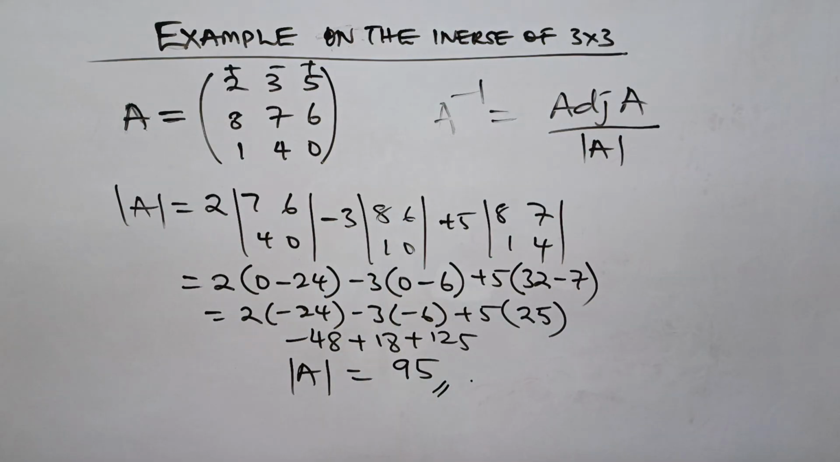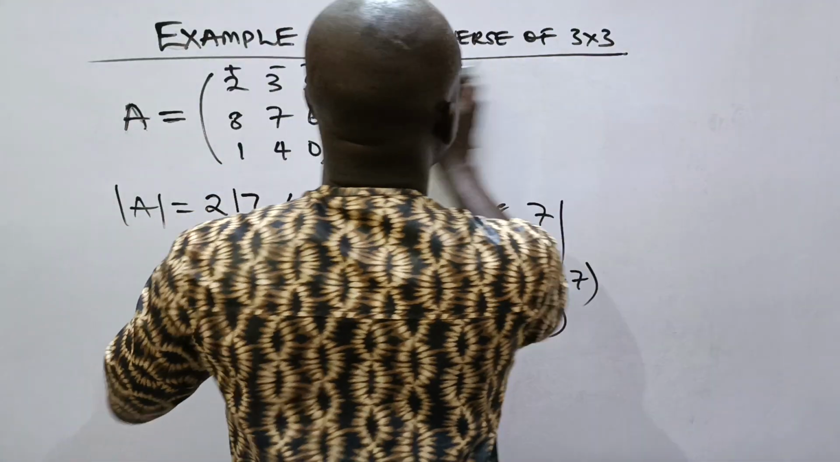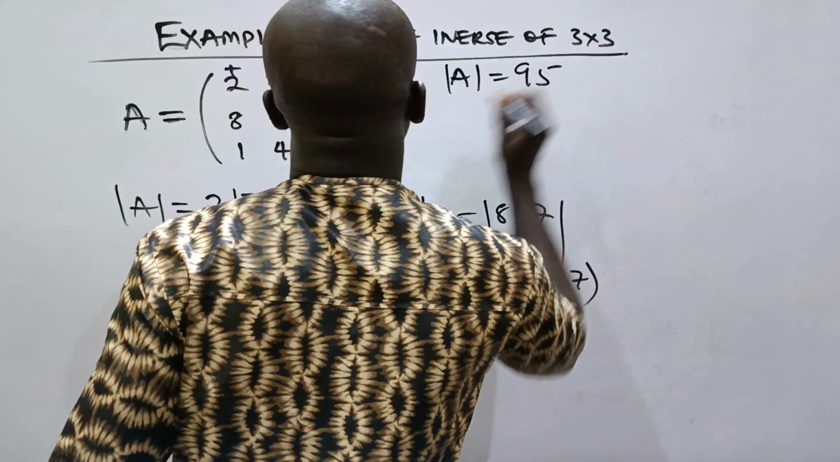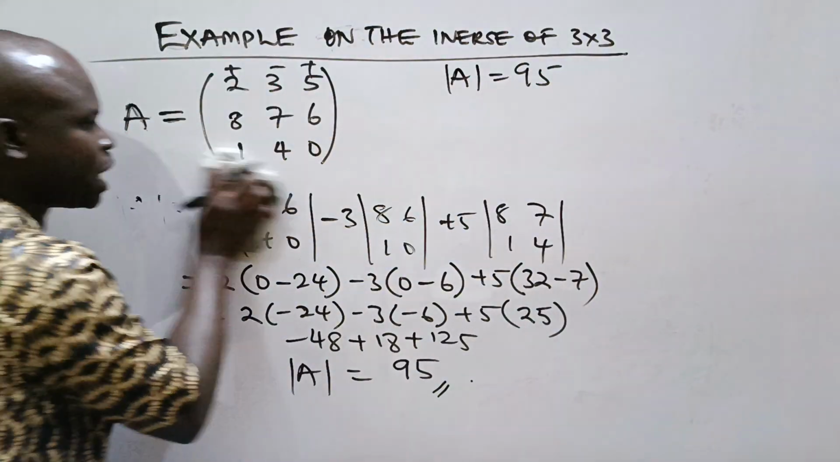So this determinant is not zero, it's non-zero. So since I know the determinant of A, then I can go ahead and find the inverse. So I know the determinant already. The determinant of A, let me just write it somewhere, is given as 95. I've gotten the value of the determinant. So I will now go ahead and find the inverse.